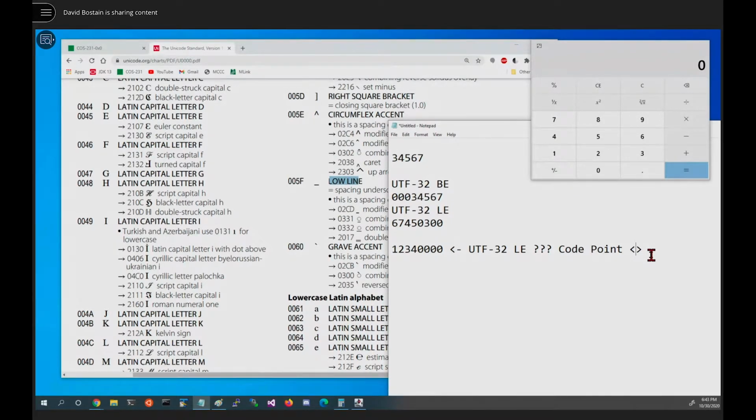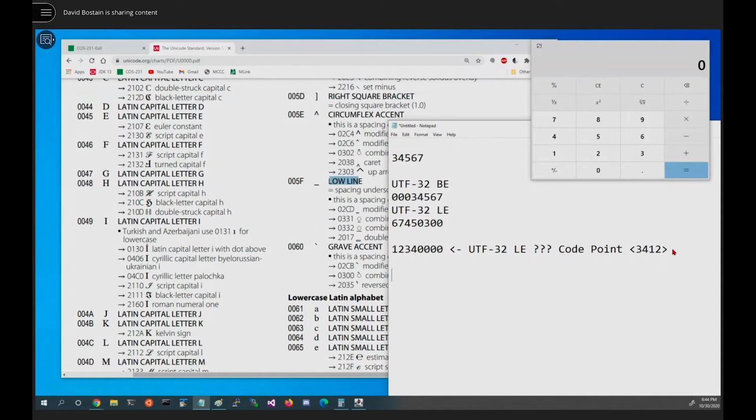Would it be 00003412? Right, and we can get rid of the leading zeros, so it would be 3412. Just don't do like I did and delete the brackets when you're putting the answer down. So this would be the code point, and you'd write them all pressed together like that because it's 32 bits.